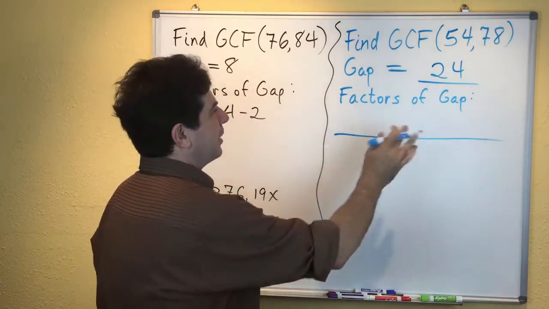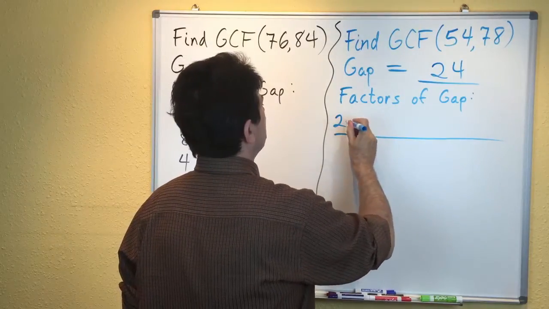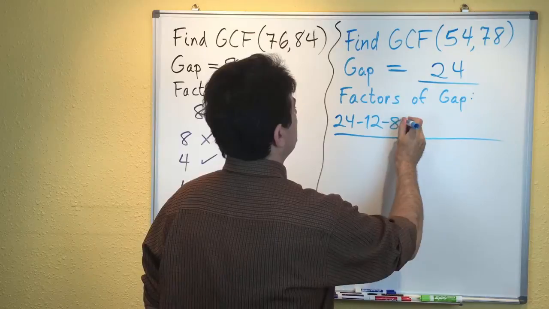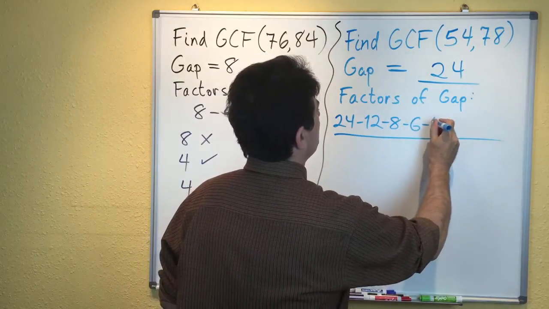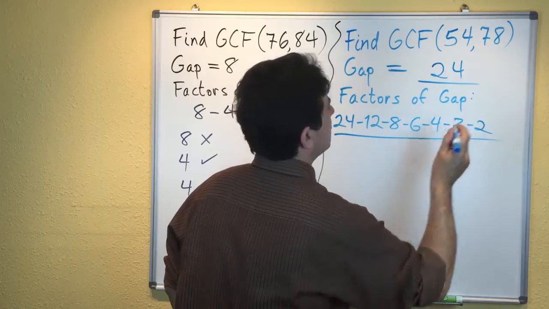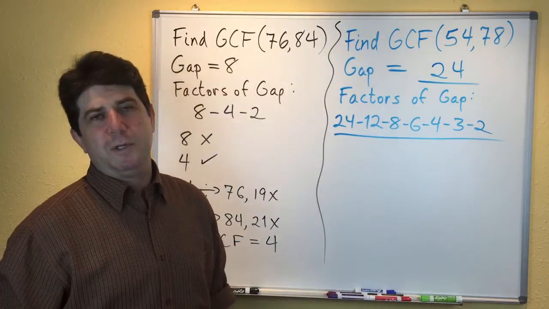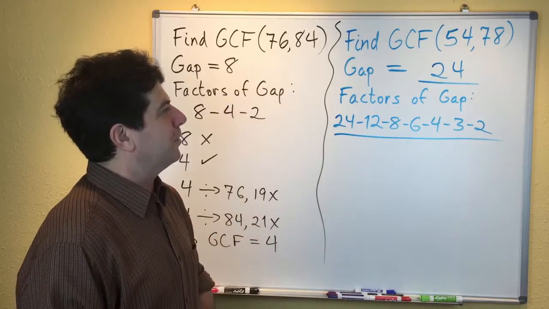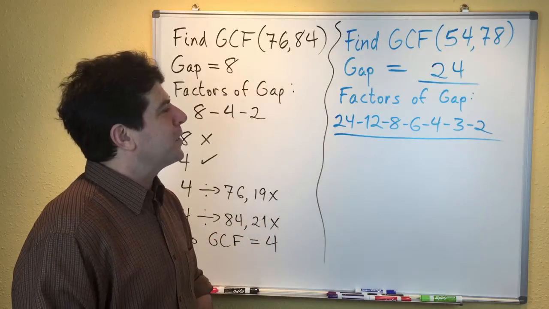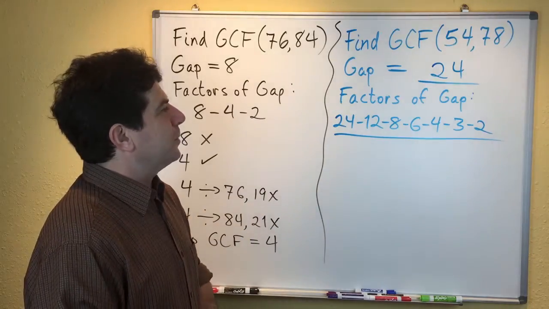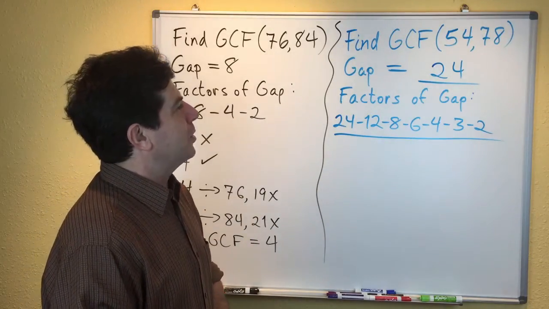Okay, well, 24 is a pretty factor-rich number. So once you get the factors of the gap, you'll see that they are 24, 12, 8, 6, 4, 3, and 2. I didn't mention this, but of course we skip 1 because 1 going into a number doesn't exactly give you anything very exciting or meaningful. 1 goes into every number. So now that we've got our factors of the gap, we're going to test them.